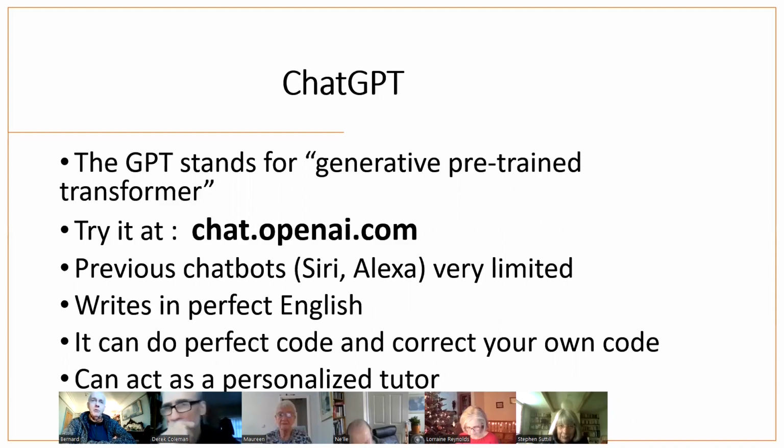The previous chatbots that Derek alluded to, like Siri and Alexa, were very limited. They could only speak in a certain kind of way, and they just say, sorry, go and look it up on Google at the end of it. This one writes in perfect English, which is interesting. So even if what it's saying isn't particularly clever, it sounds really good. You know, it sounds like it's a really cultured individual. It can also do computer code. It can do perfect computer code and correct somebody's own code. So coders have gone wild about it. And it can also act as a personalized tutor and even as your own therapist.